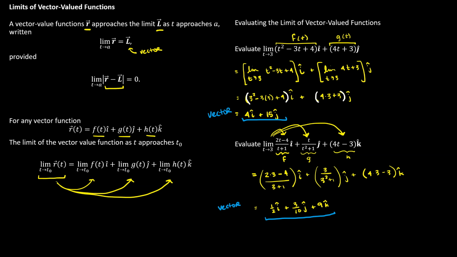Now there's a couple of scenarios where that would be kind of strange. For example, what if each limit of the component functions was equal to 0? Well, the result is still not just 0. It would have to be the 0 vector. The 0 vector would have 0 in the i component, 0 in the j component, 0 in the k component, but it still has the structure of a vector.